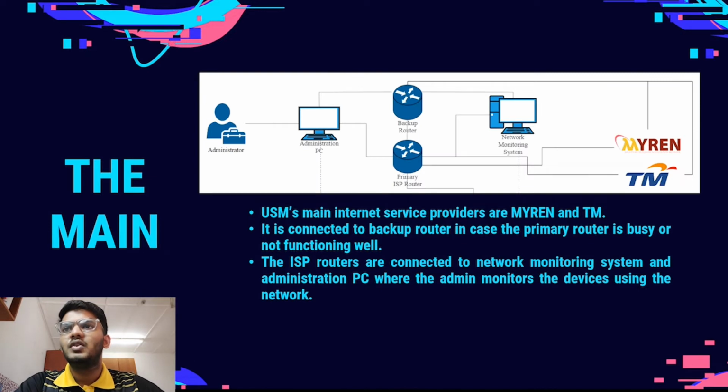In this slide, you can see that USM's internet service providers are Maxis and TM. The service is provided through the primary ISP router. It is also connected to a backup router in case the primary router is busy or does not function well. Both the routers manage traffic between these networks by forwarding data packets to their intended IP addresses and allow multiple devices to use the same internet connection.